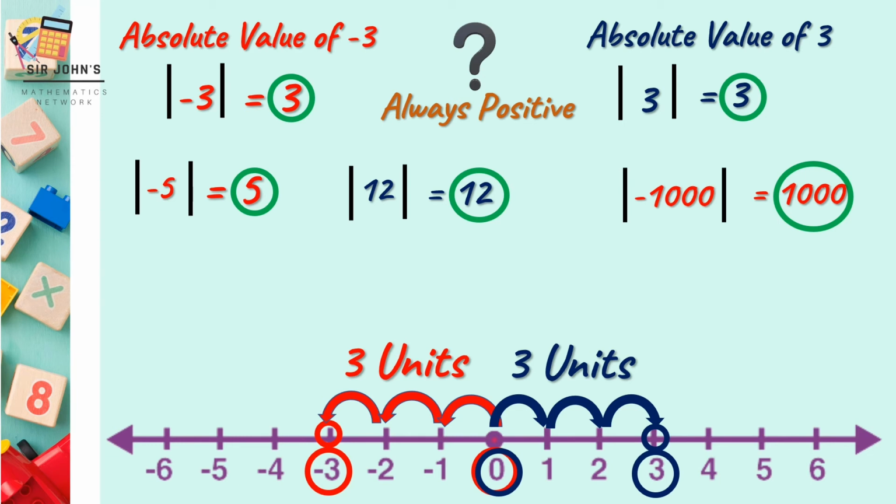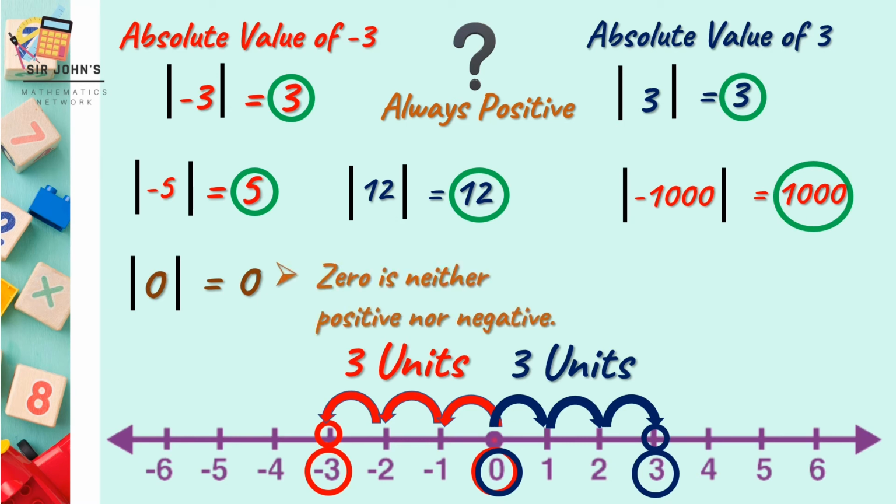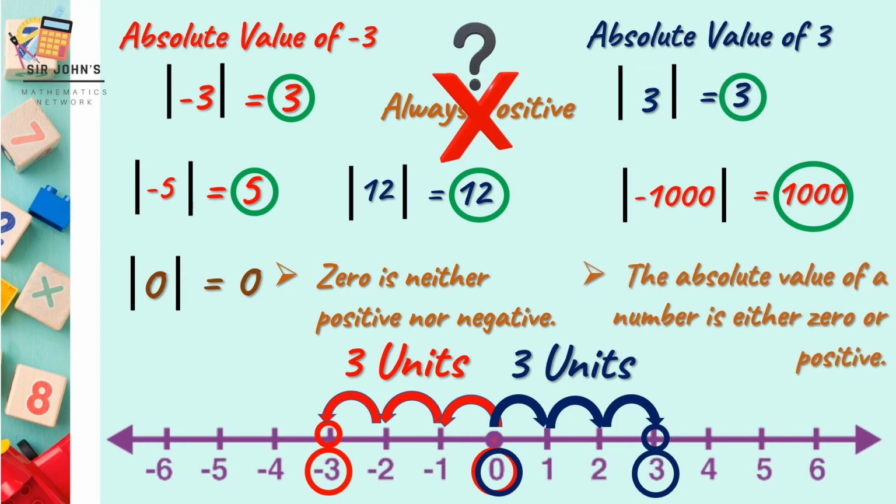To answer that question, let's have this example. Absolute value of 0 is equal to 0. Is 0 positive? No, we cannot say that 0 is positive because 0 is neither positive nor negative. So, that is incorrect to say that the absolute value of any number is always positive. But, instead, we can say that the absolute value of any number is either 0 or positive.